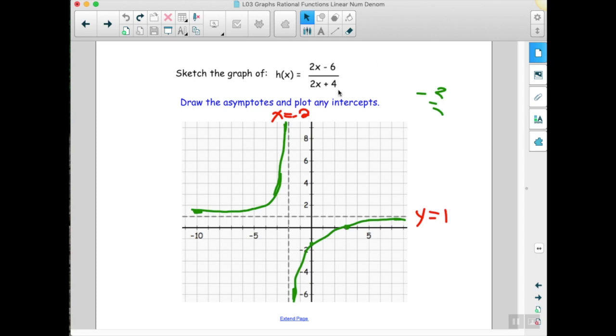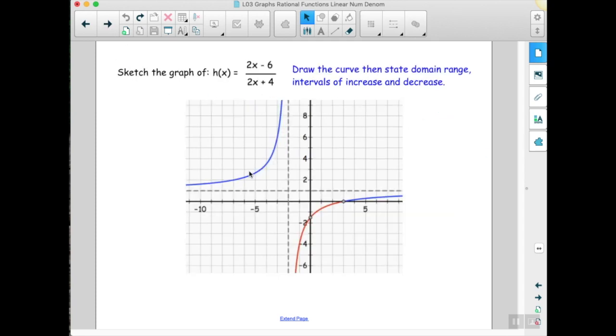So after I've drawn the asymptotes, I'm going to use the rest of the analysis to finish off the rest of the sketch. And that's what the sketch will look like. And I have highlighted for you in blue the intervals on which the curve is positive. In red, that's the interval on which the curve is negative. Then after that's done, you should be stating the intervals of increase, decrease, domain, and range.